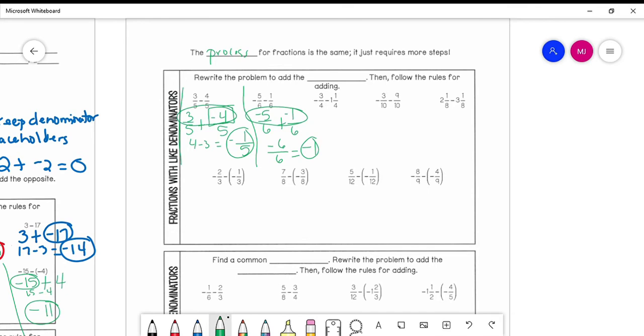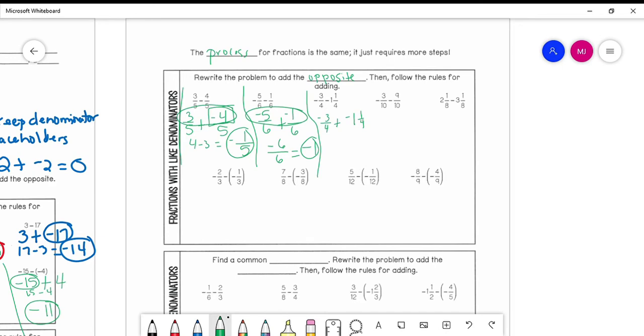Let's fill in this blank. Rewrite the problem to add the opposite. Negative 3/4 minus 1 1/4. Keep the first number the same. Add the opposite.